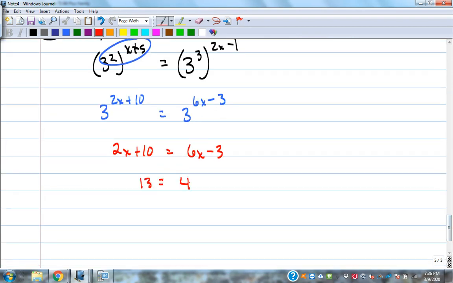13 is equal to 4x. Divide by 4. Hey, we got a fraction answer. That's okay. Things don't always work out perfectly. Again, you're going to rewrite the bases to be the same in this particular lesson. Next week, we'll get into some where you don't have the same base to work with and how we deal with that. It involves the logarithm stuff. We'll get into those.